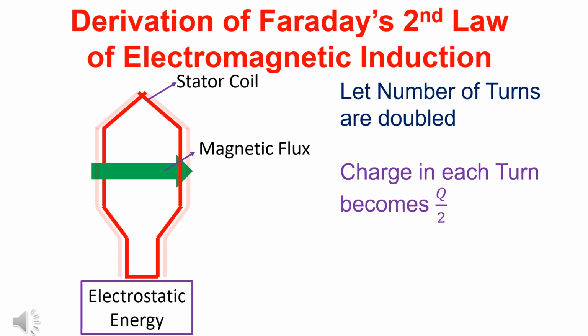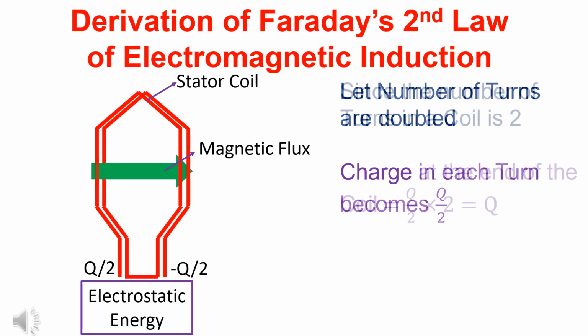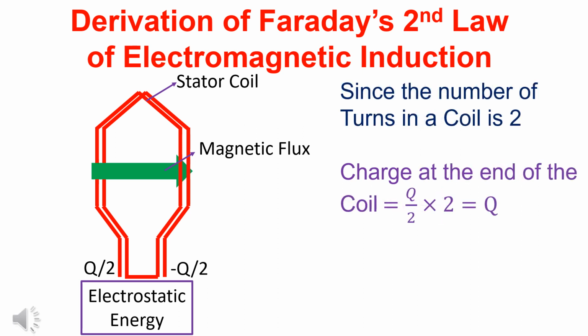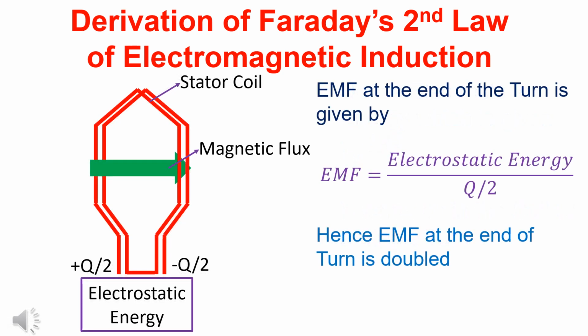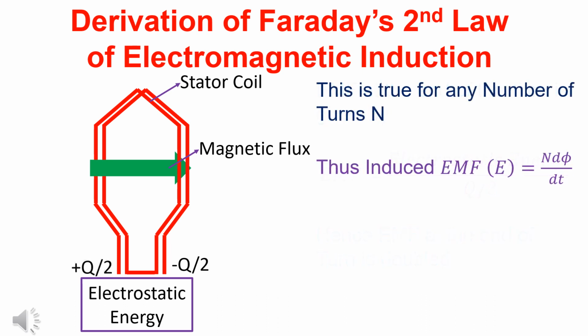Suppose the number of turns is doubled. Charge in each turn is equal to q by 2. The charge at the coil end is equal to q, the same as in a single turn coil. And electrostatic energy is the same as in a single turn coil. EMF at the end of the turn is equal to electrostatic energy divided by q by 2. Hence EMF is doubled. This is applicable for n number of turns.